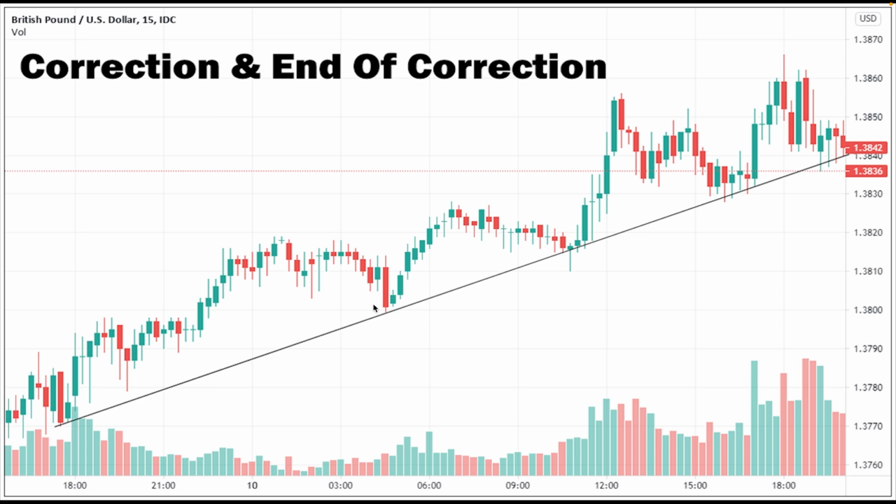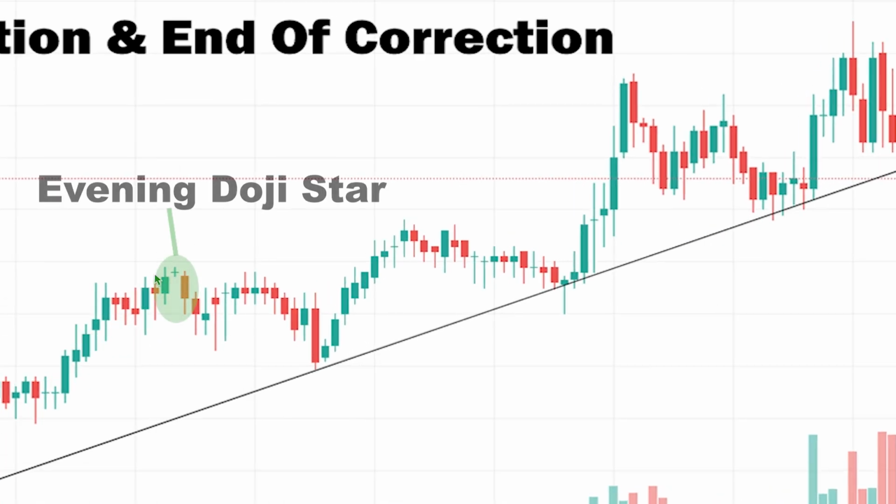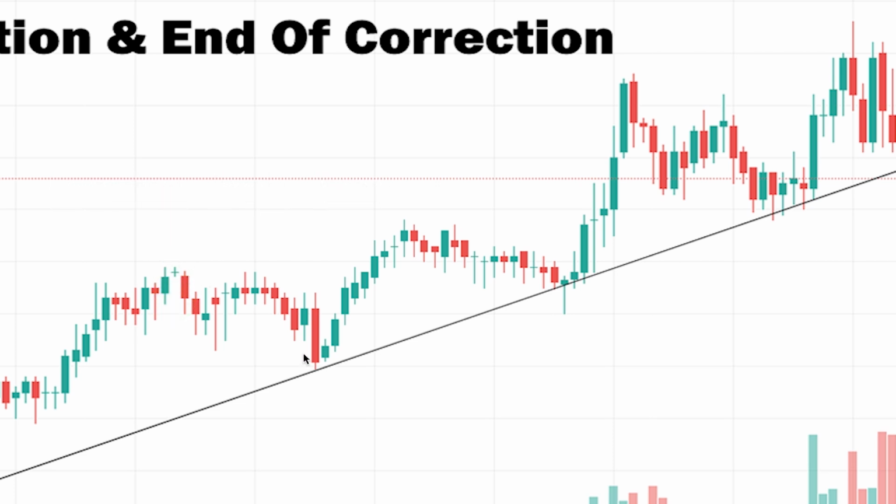For example, here on this chart, following this advancing of the price, you can see that an evening doji star pattern formed, which is a bearish pattern, and after that the price declined, but it was just a pullback within this uptrend. Here at the touching point of the trend line, which is considered a support level, you can see that a bullish harami pattern formed, which is a bullish reversal pattern.